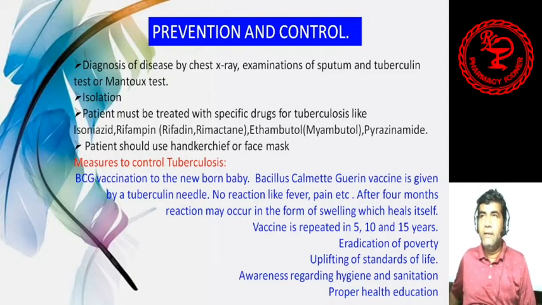The vaccine may be repeated at the age of 5 years, 10 years and 15 years. So that is vaccination. Another thing that must be done is eradication of poverty, as poverty is one of the main causes of tuberculosis. Then uplifting the standard of life. People are staying in poorly ventilated, clumsy areas, so their standard of living should be improved.